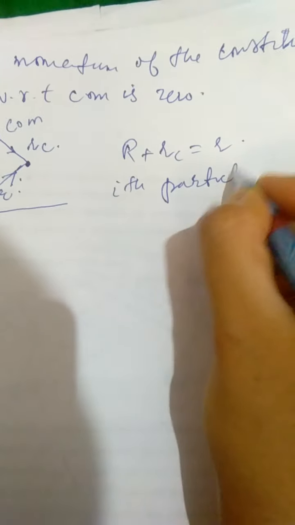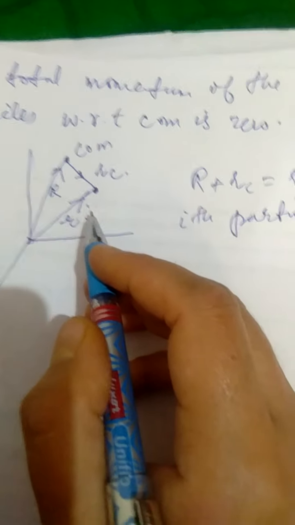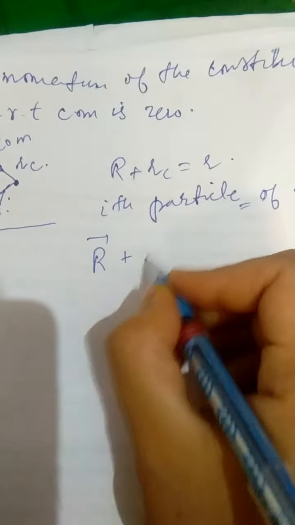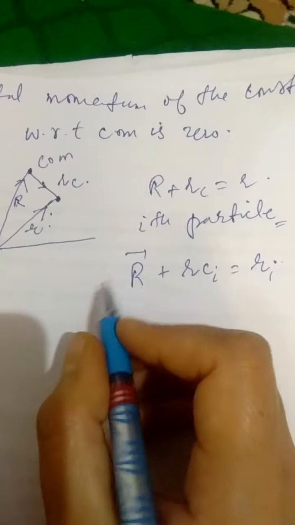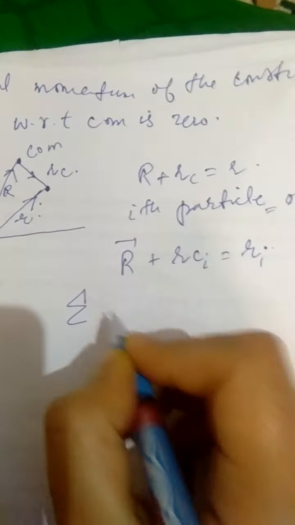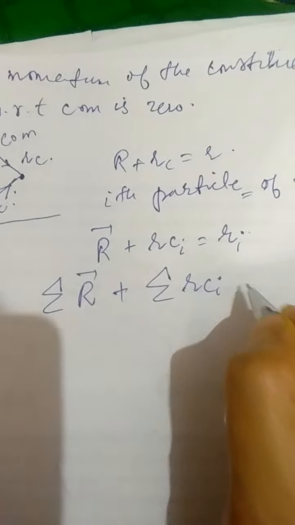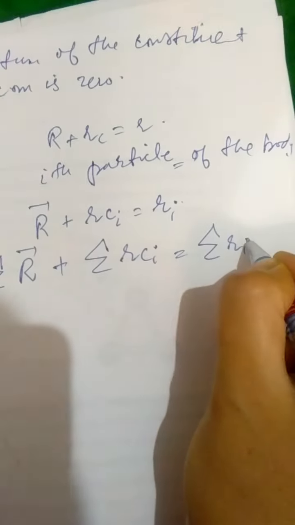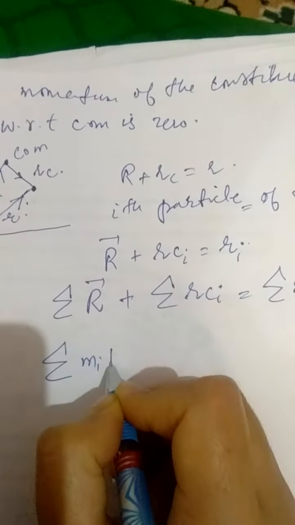For any ith particle, because we know that a rigid body is not composed of just one particle but of so many, n number of particles. Therefore, for any ith particle of the rigid body, this equation can be written as R plus rci is equal to ri. Now, when we sum it up, summation R plus summation rci is equal to summation ri. Multiply the equation throughout by m, so summation mi R.